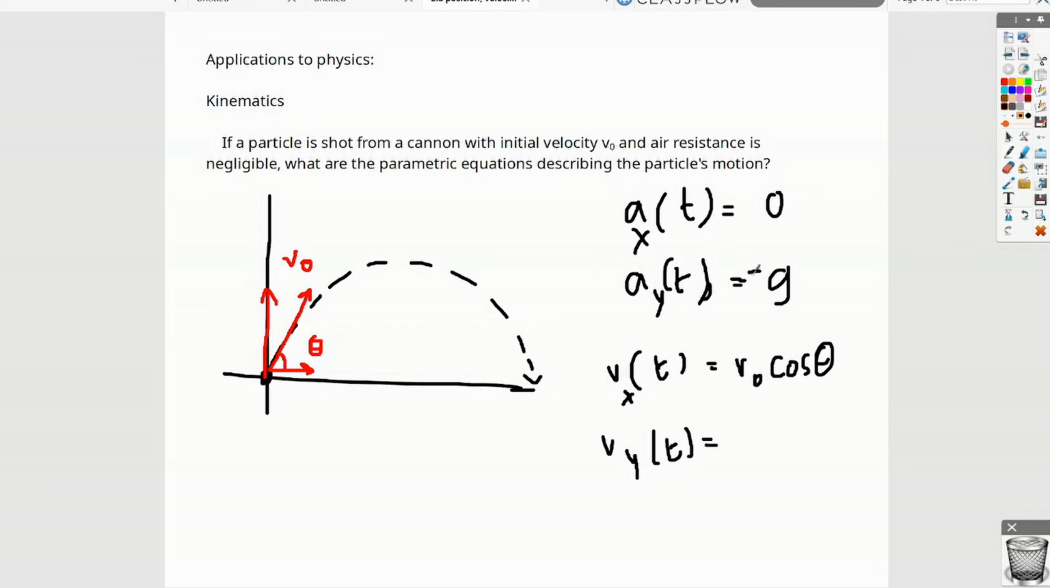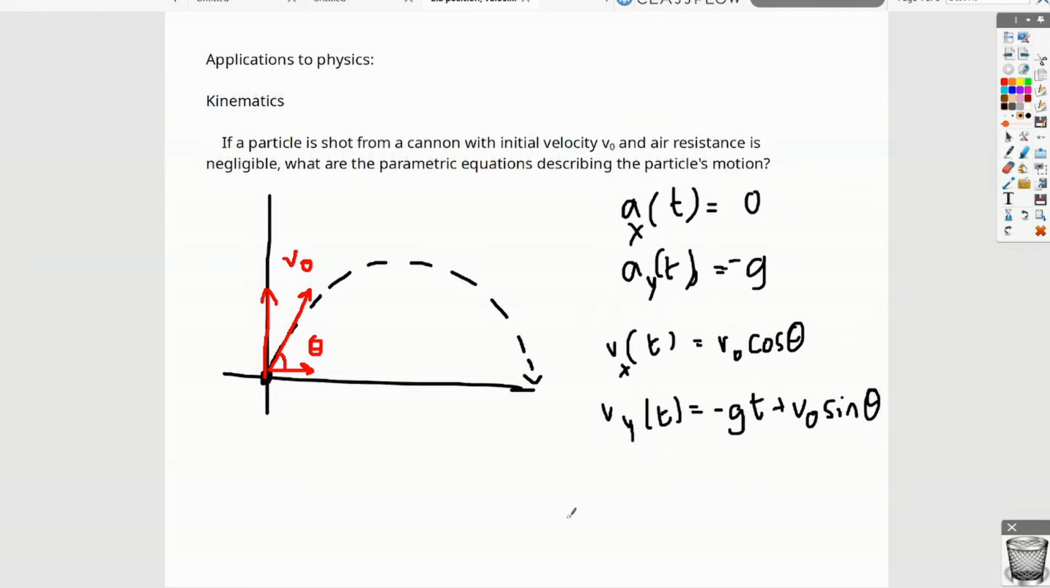And what would vy be? It would be minus g times t plus c. And our c is our initial velocity in the y direction, v naught sine of theta. There you go. So that's the velocity function in the y direction. So now what's x of t and y of t? So x of t is this plus c, right? It's just v naught times cosine theta times t plus c.